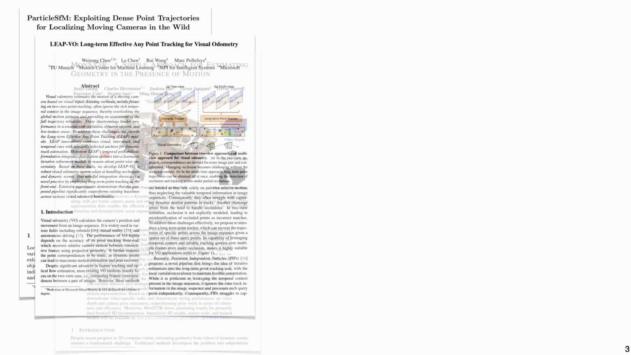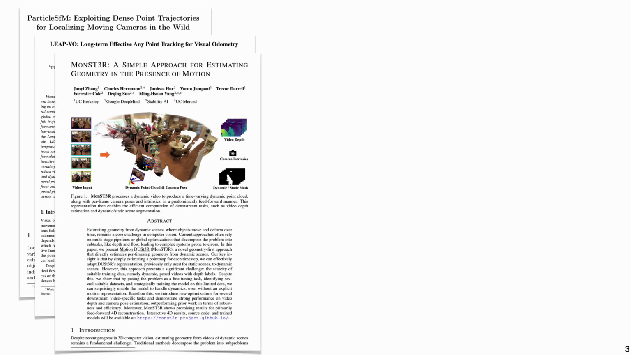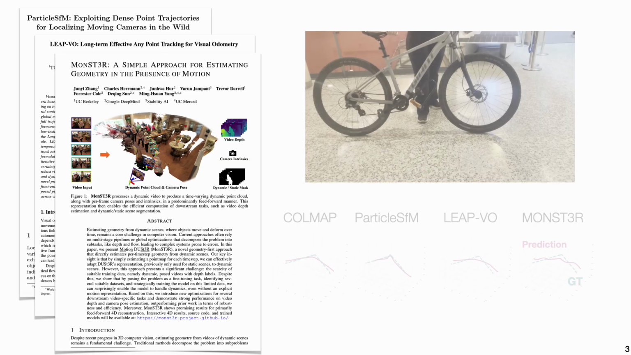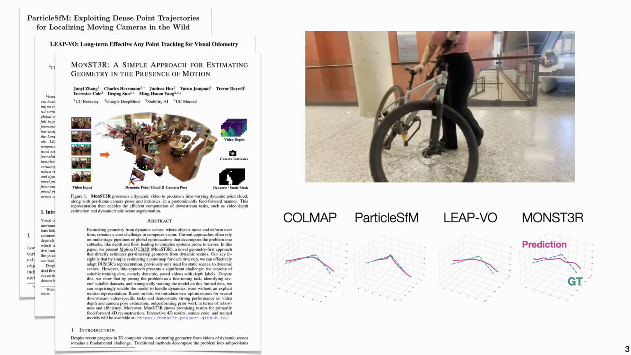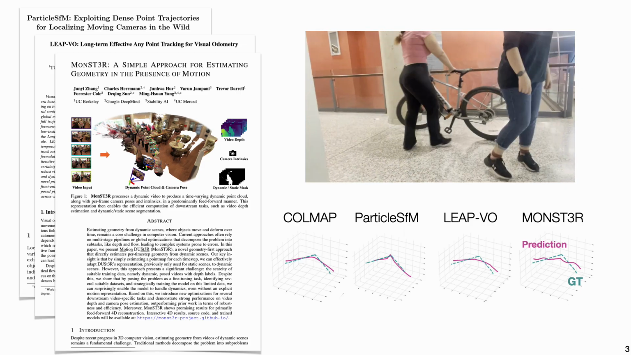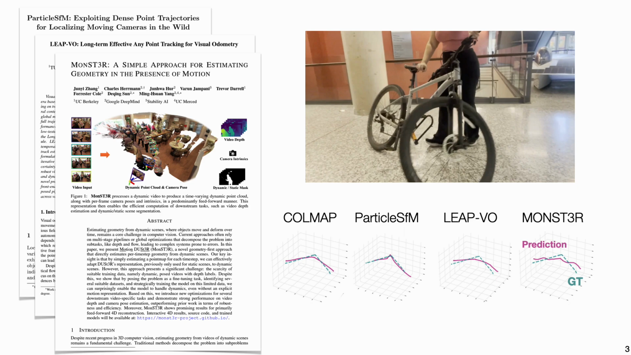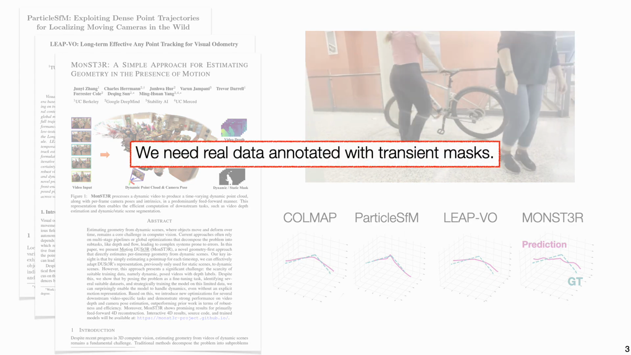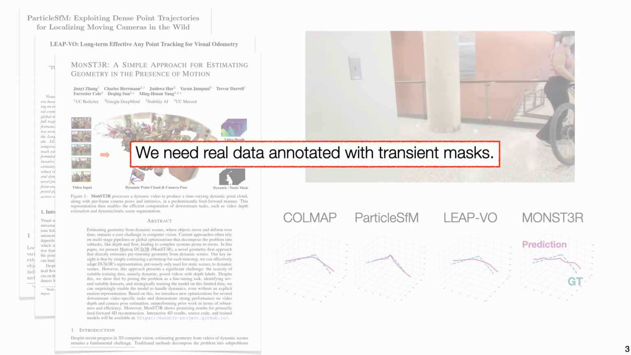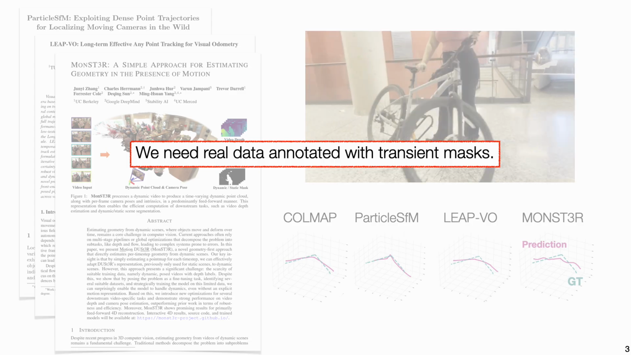There are previous works like Particle SFM, LEAP-VO, and finally MonST3R that address the problem of SFM on videos with transient objects. Most of these methods try to learn priors to distinguish between static and moving objects and heavily rely on annotated synthetic data in their training. Although effective, they have trouble generalizing to real scenes. This shows that although this is a very promising path to solve this problem, we need real annotated data with camera poses and motion masks for better performance.